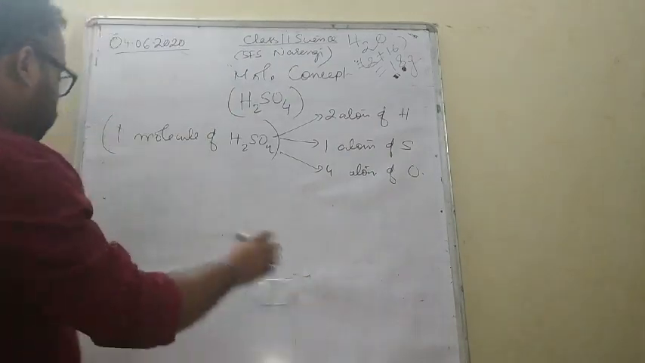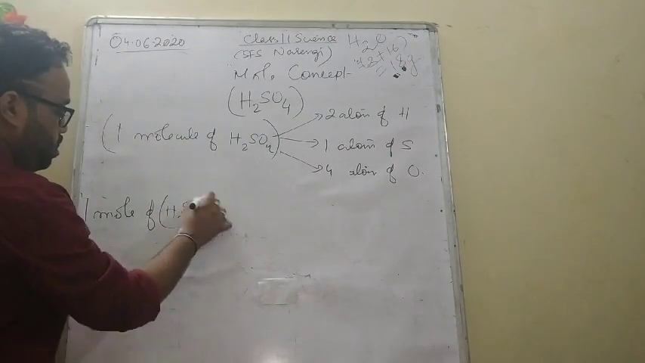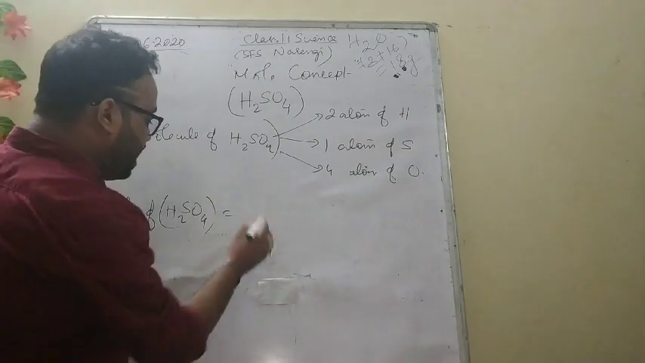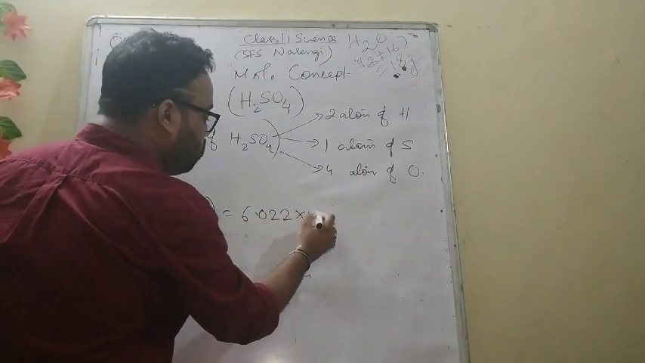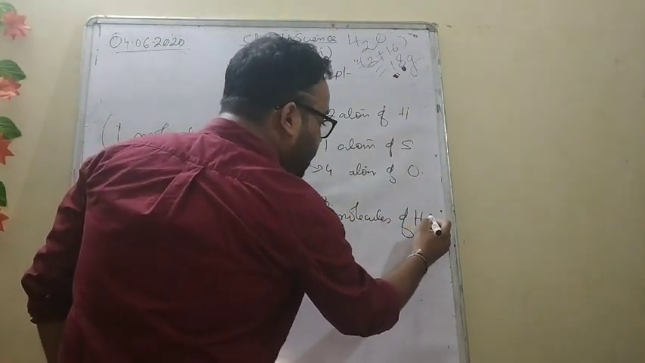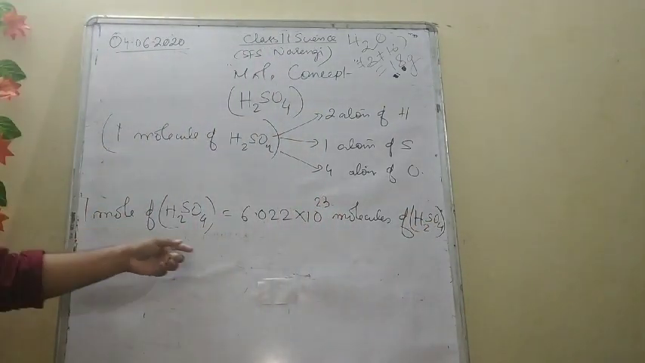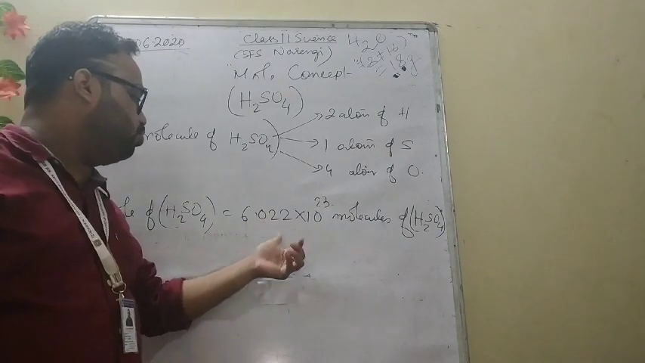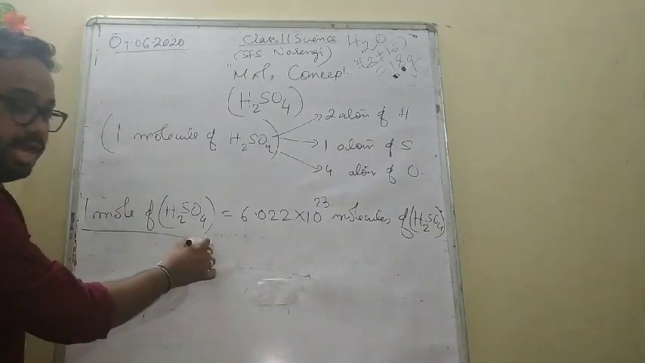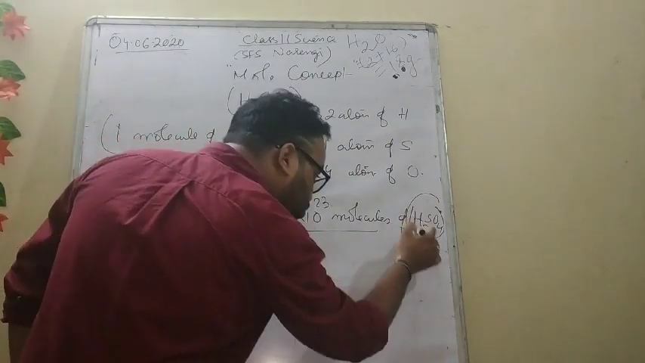Clear? So 1 mole of H2SO4 में, if I take 1 mole of H2SO4, what is the meaning? Meaning that I have 6.022 into 10 to the power 23 molecules of H2SO4. I have 1 mole of H2SO4 equals to 6.022 into 10 to the power 23 molecules of H2SO4. क्योंकि हमने किसका मोल लिया है? I have taken the mole of H2SO4. And so this much molecules of H2SO4.